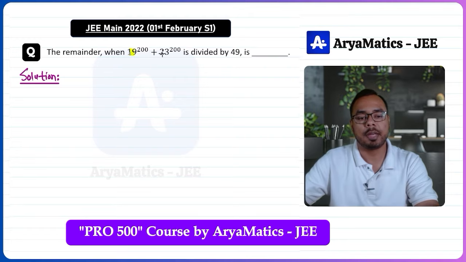Find the remainder when 19 raised to 200 plus 49 raised plus 23 raised to 200 is divided by 49. Now, before we attempt this problem, there are a few important observations.